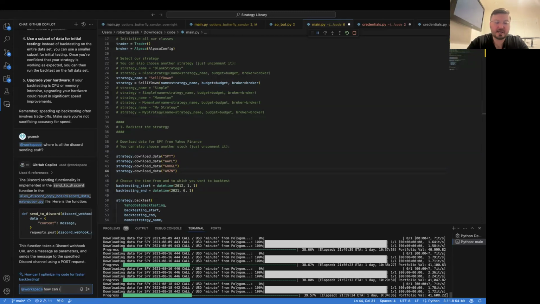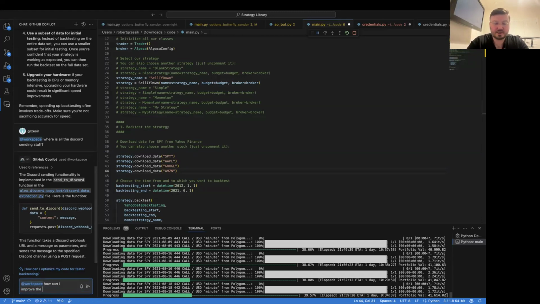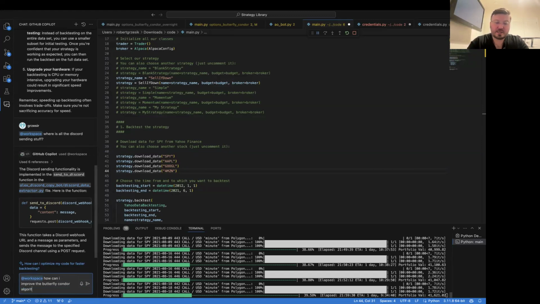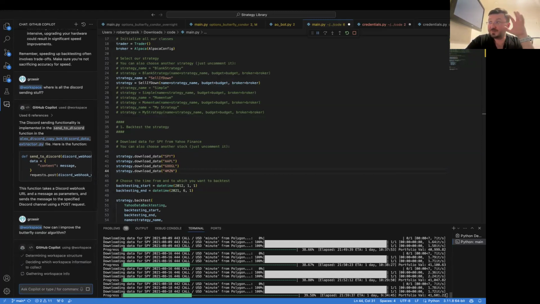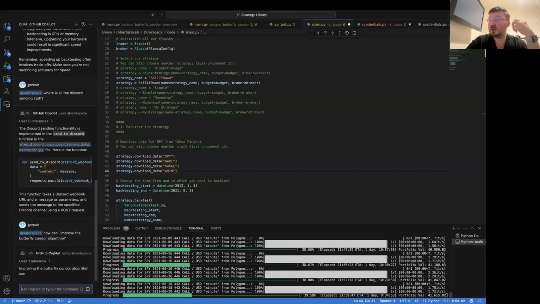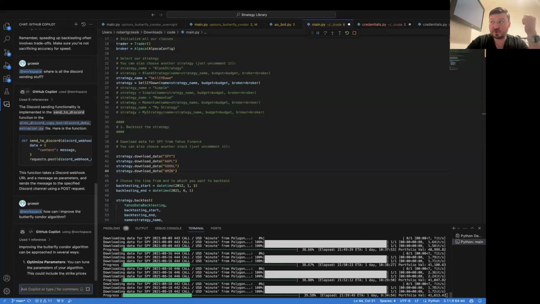How can I improve the butterfly condor algorithm? And what it will do is actually read all the code in my workspace, go through each file, and give me a recommendation based on that code rather than just a generic query. So it's like having ChatGPT built into your code editor. It's really, really powerful.